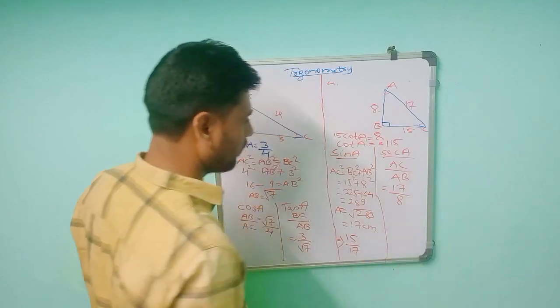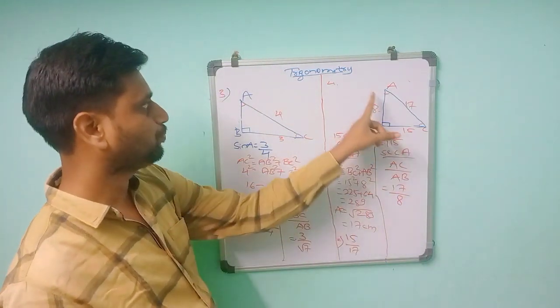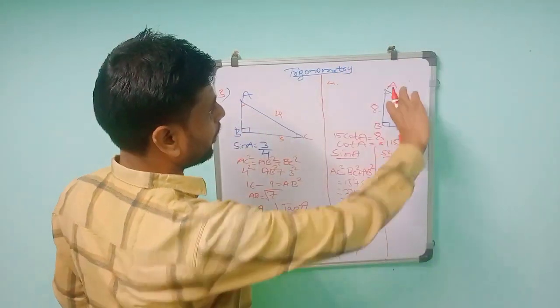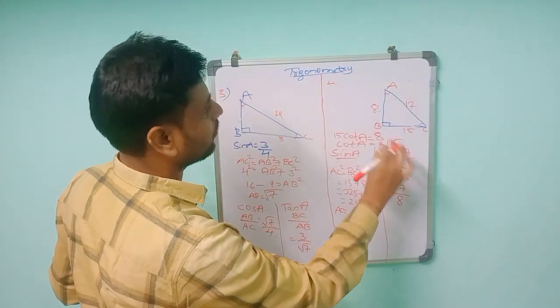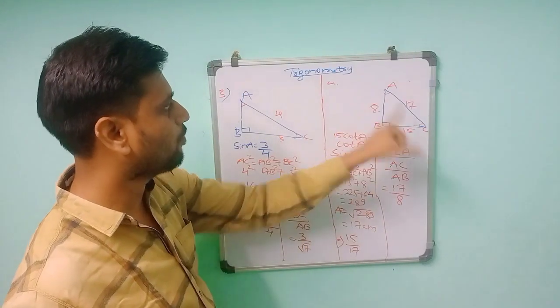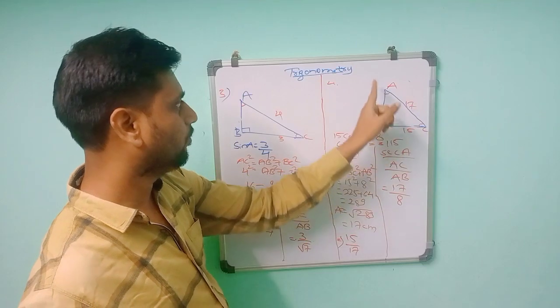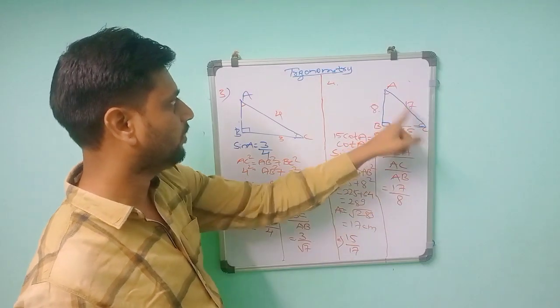So 17 by 8. For sin A, it is opposite by hypotenuse. Opposite is 15 and hypotenuse is 17. Sec A is the reverse of cos. Cos is adjacent by hypotenuse, so sec A is hypotenuse divided by adjacent. So this one, AC divided by AB, is 17 by 8.